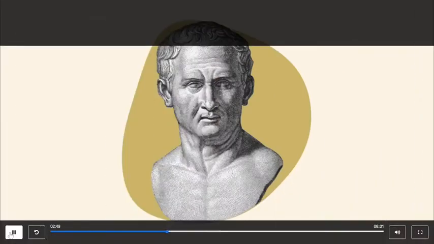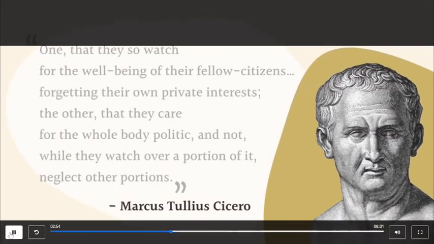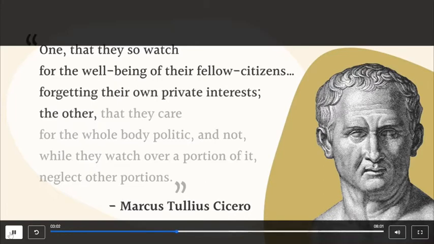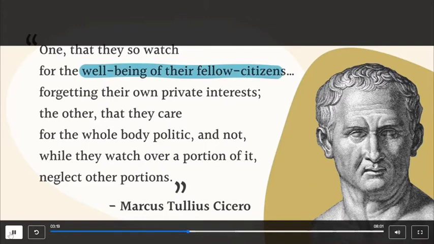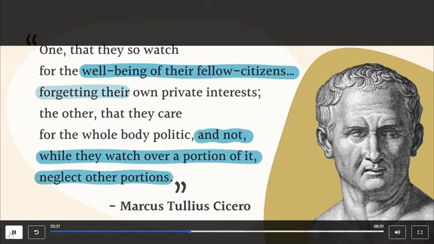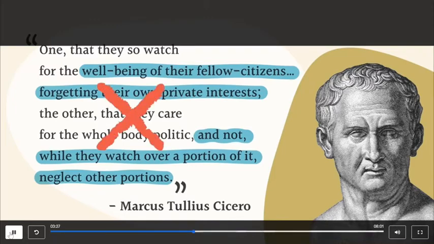This moral decay was identified by the famous Roman philosopher Cicero when he wrote that those in government should always do 2 things. 1, that they so watch for the well-being of their fellow citizens, forgetting their own private interests. The other, that they care for the whole body politic, and not, while they watch over a portion of it, neglect other portions. According to Cicero, which of the following should a government official do? Cicero argued that those in government should watch out for the well-being of all citizens, not just some people, and definitely not just themselves. Unfortunately for the Roman Republic, that is not what happened.